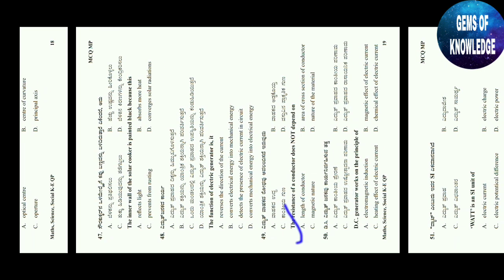Okay, next: the resistance of a conductor does not depend on? There are conditions on which the resistance of a conductor depends. The first one is length, the second is area of cross section, and the third is nature, and if possible, a fourth case we can say is temperature. So the length, area and nature have been given, and the fourth option, that is C, magnetic nature, does not affect the resistance of any conductor.